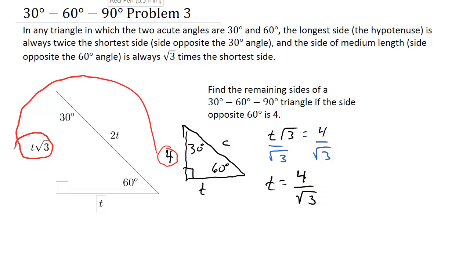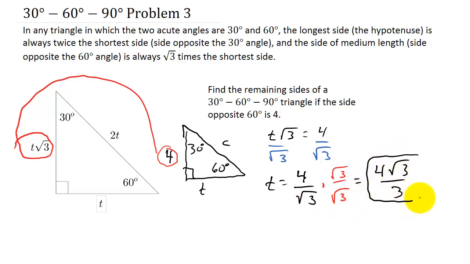And now we'll go ahead and rationalize the denominator. So we'll multiply the numerator and denominator by square root of 3. And so this is going to give us 4 square root of 3 over, and then square root of 3 times square root of 3 is 9, and square root of 9 is 3. And so here's the length of the shorter side. That's 4 square root of 3 over 3.